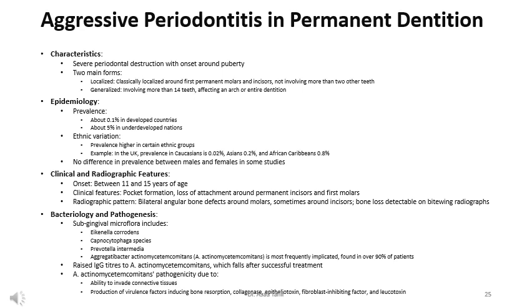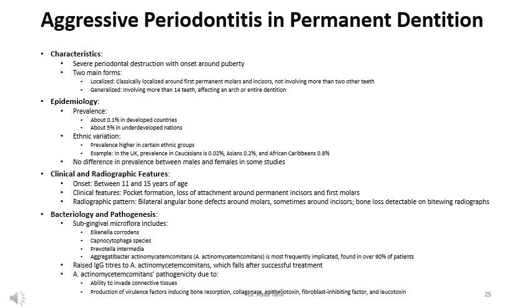Clinical and radiographic features. Onset, between 11 and 15 years of age. Clinical features, pocket formation, loss of attachment around permanent incisors and first molars. Radiographic pattern, bilateral angular bone defects around molars, sometimes around incisors, bone loss detectable on bite radiographs.